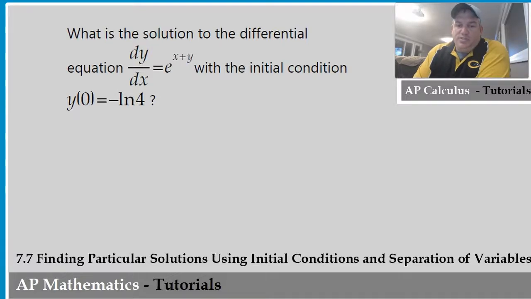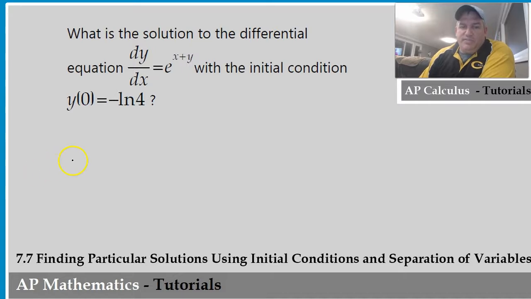Hi calculus students, we're in section 7.7, finding particular solutions using initial conditions and separation of variables. Here in this problem we have, what is the solution to the differential equation dy/dx equals e to the x plus y with the initial condition y of 0 equals negative natural log of 4.